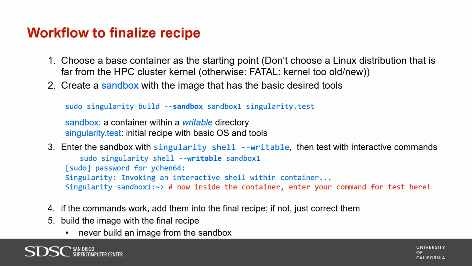So first, you choose a very basic container as your starting point, and then you create a Singularity sandbox with the image that has the basic desired tools. You just add an option --sandbox to make a sandbox. And what is a sandbox? A sandbox is a container within a writable directory. So that sandbox is writable. That means you can get into the sandbox and write everything, add everything into that sandbox.